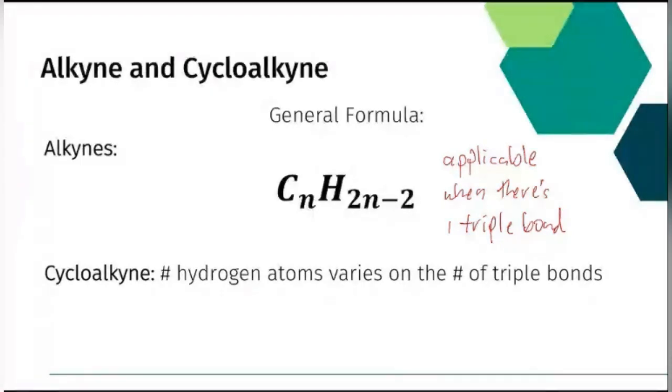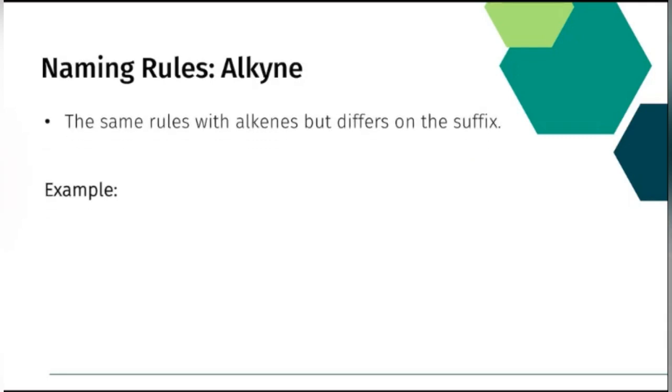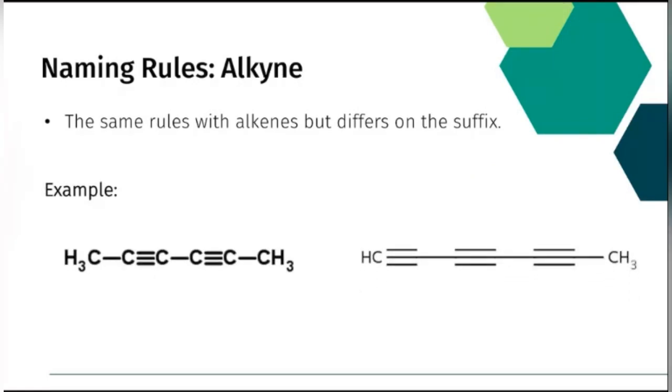The rule for this will be the same as the naming of alkenes. What was discussed for the alkenes will be the same rules applied to alkynes. The difference is only in the suffix. The suffix for alkyne will be "-yne". From alkene, you will just change it to "-yne" since it's a triple bond. Here for an example, you count and number the carbons present in the structure, starting from the carbon nearest to the triple bond.